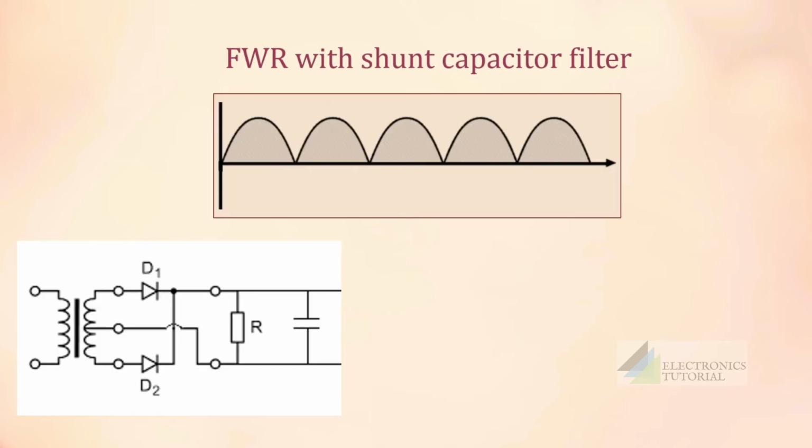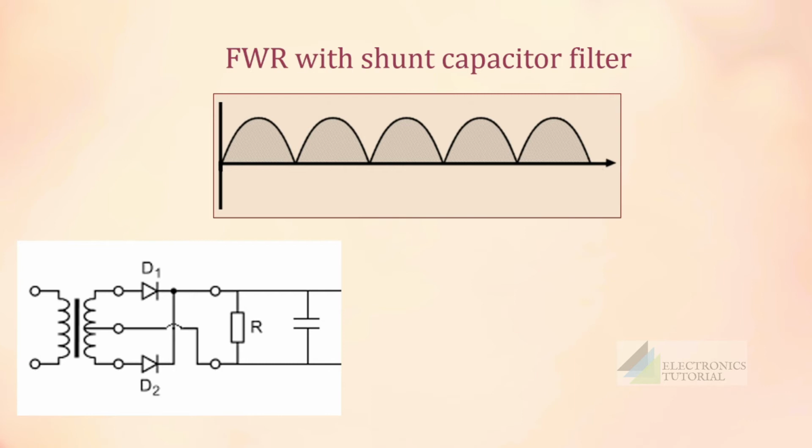Now we'll consider a full wave rectifier using a shunt capacitor filter. As explained with the full wave rectifier, diode D1 will be conducting the positive peak of the input signal and diode D2 will be conducting the negative peak of the input signal. And the altogether effect at the load terminal will be like this. Similar to that of the half wave rectifier, this output is also full of ripples. And in order to reduce these ripples, we have connected a capacitor parallel to the load terminal.